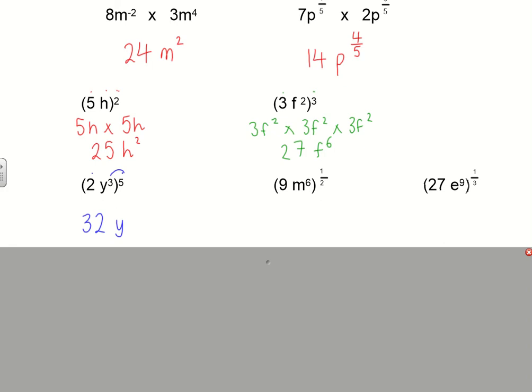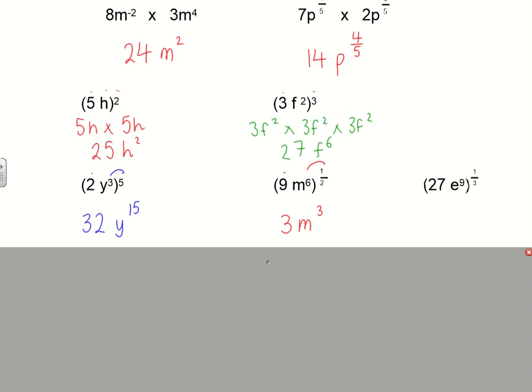And then this last one, we've got a fractional power, it's a half. So the first thing we need to do is 9 to the power of a half. If you go back to GCSE maths, you remember that the power of half actually means the square root. So 9 to the power of a half is just 3. And then I've got m to the power of 6 to the power of a half. Well, I can use my times rule again, because there is a power to a power. And 6 times a half is 3, so that gives me 3m cubed.